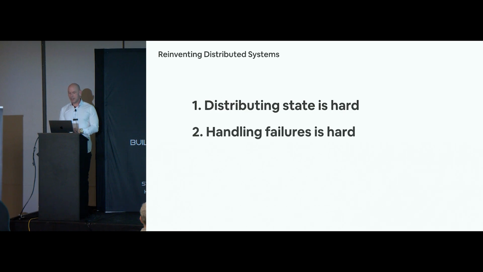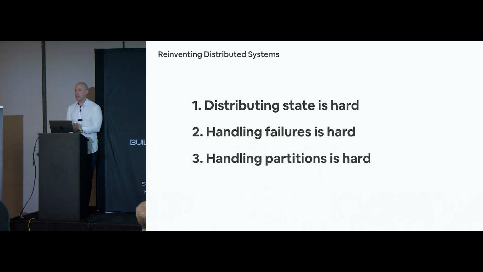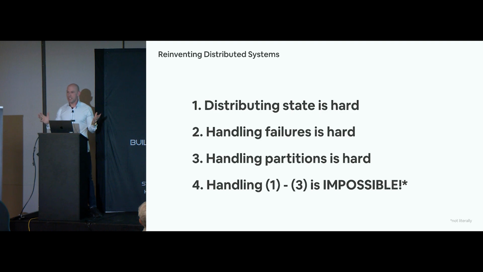But then what makes that problem so insanely difficult is handling failures. The fact that any different subsystem can go away for any reason at any time in the middle of anything. And not just that, but handling partitions, right? Got to handle network partitions as well. So dealing with all of this is impossible. Not literally impossible, because obviously we do it, but it is not an easy thing.